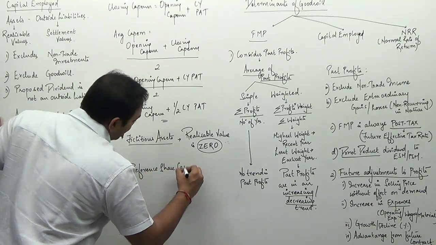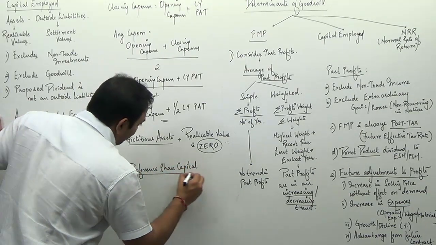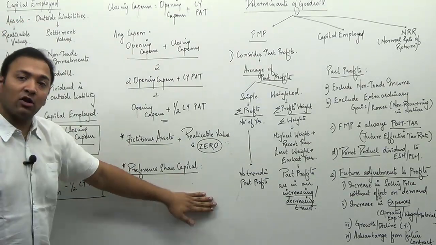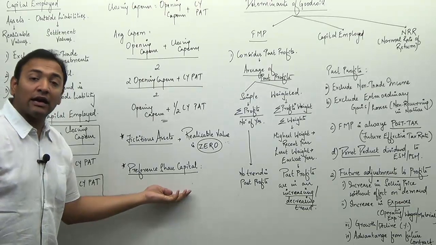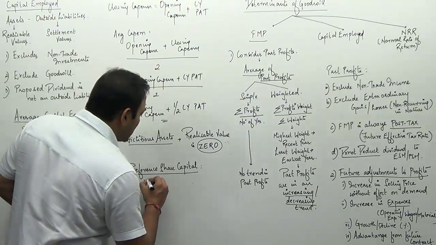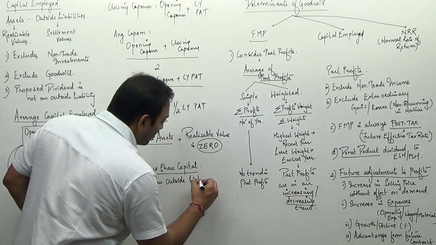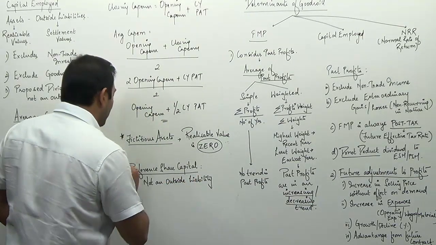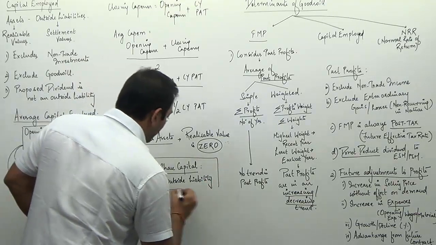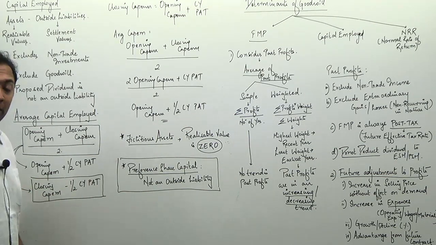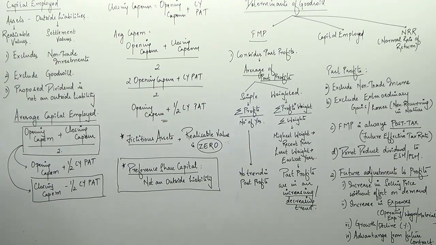Next one is preference share capital. Is it an outside liability for the purpose of computation of goodwill? Preference shareholders are also owners of the business. So whenever I'm calling him an owner, I cannot consider him as an outside liability. Preference share capital is not an outside liability. Even if I have cumulative preference shares, the arrears of preference dividend is also not an outside liability.